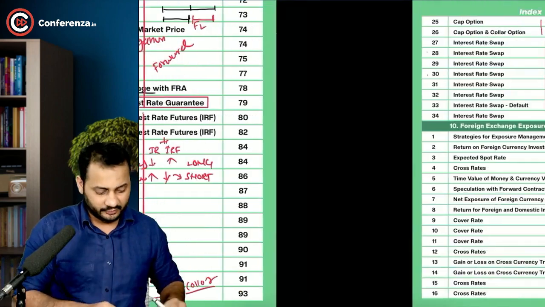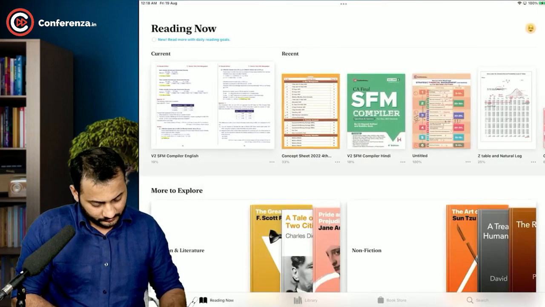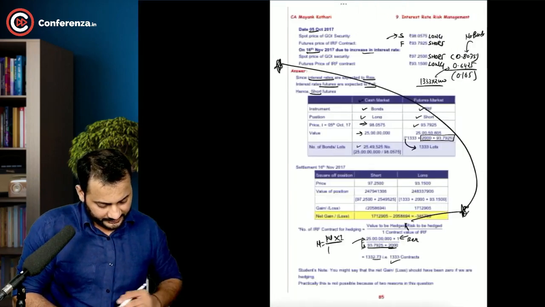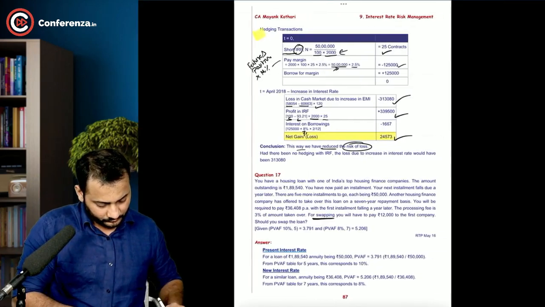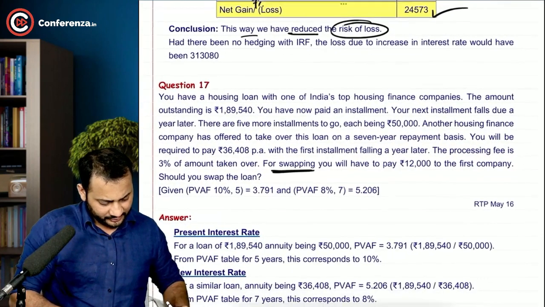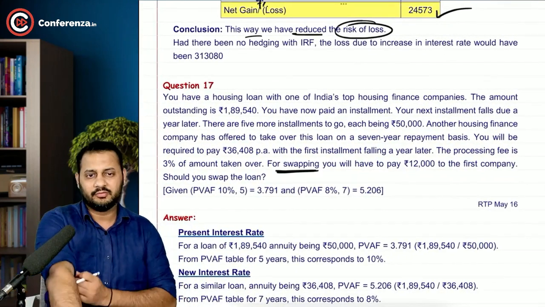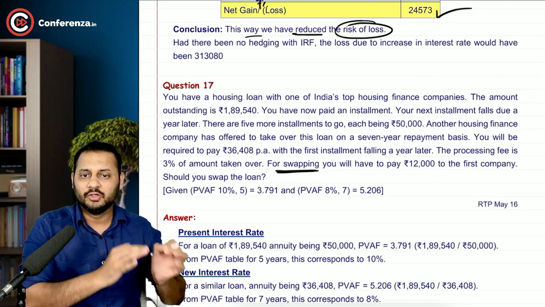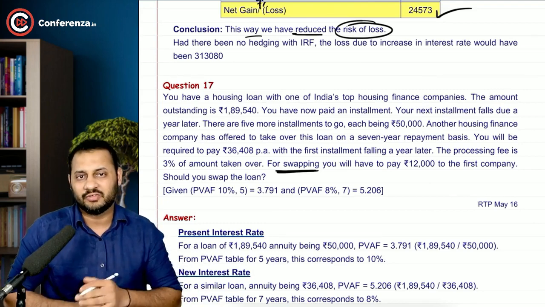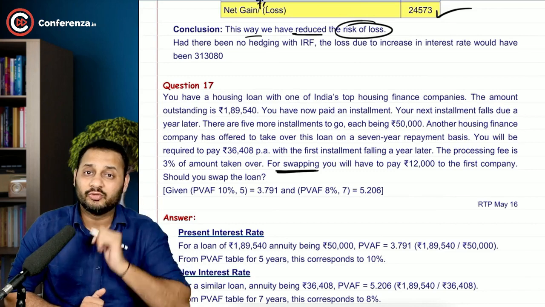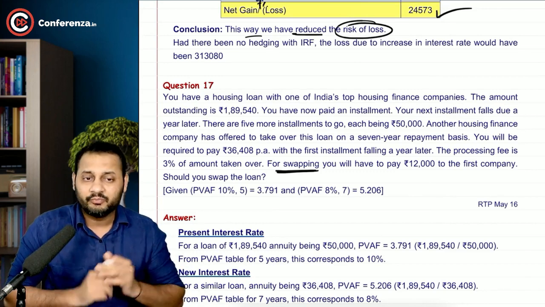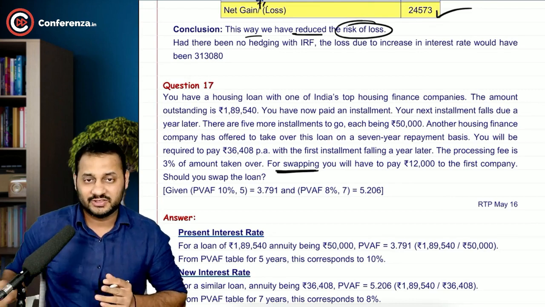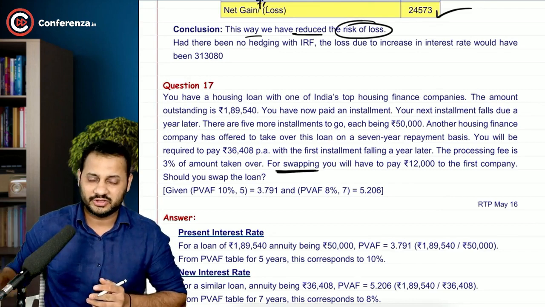So it is a different kind of swapping, housing loan, question number 17. Let's read that question. This is an interesting question, not that difficult, please understand, not that difficult. It's just a present value item that we are going to do in this. You have a housing loan with one of India's top housing finance companies. You have taken a loan from the company. Housing loan. The amount outstanding today is 189,540. This is what you have, the principal amount outstanding.